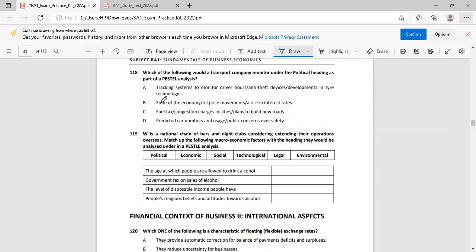Which of the following would a transport company monitor under the political heading as part of a PESTEL analysis? Tracking systems to monitor driver hours, anti-theft devices, developments in tire technology. Which one is a political feature? Tracking systems and anti-theft devices are all technical. Then state of the economy, oil price movements and rise in interest rates: state of the economy is an economic factor. Fuel tax, congestion charges in cities, plans to build new roads. Predicted car numbers and usage, public concerns over safety.